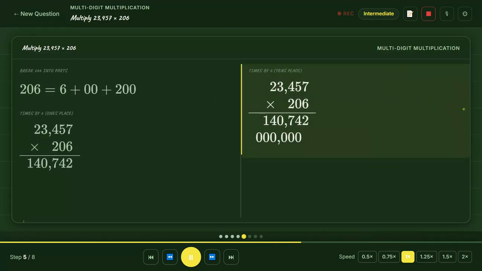Now we look at the tens place of 206, which is 0. Anything times 0 is always 0. So this whole row is just zeros. Some people skip this row because it won't change our answer. That's totally okay.